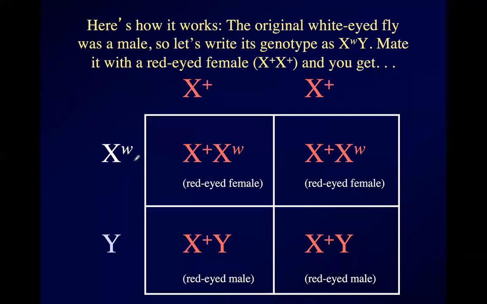So our original white-eyed fly has 1 X chromosome that's carrying the white-eyed allele and 1 Y chromosome, which is not carrying any alleles for eye color. The X and the Y do not carry the same alleles. The female is red-eyed and descended from a long line of red-eyed flies, so she's presumably homozygous for the wild-type red color. And this is the Punnett square that you get. Half your offspring are heterozygous females that have red eyes because red is dominant to white. And half of your offspring are red-eyed males.